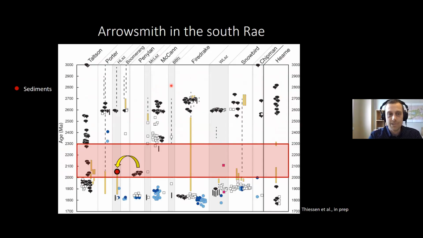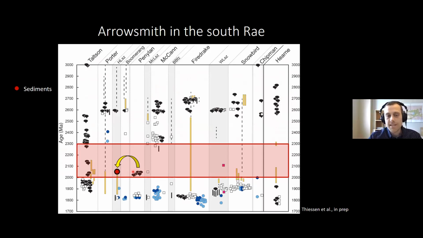I'll talk about that in a second. But basically, like I mentioned, not much is happening in the South Rae at this time. Very little magmatism, very little metamorphism of any kind. But we do have this gabbroic anorthosite and granite suite of rocks that's being intruded. It's forming a new domain in the South Rae we call the Penland domain.